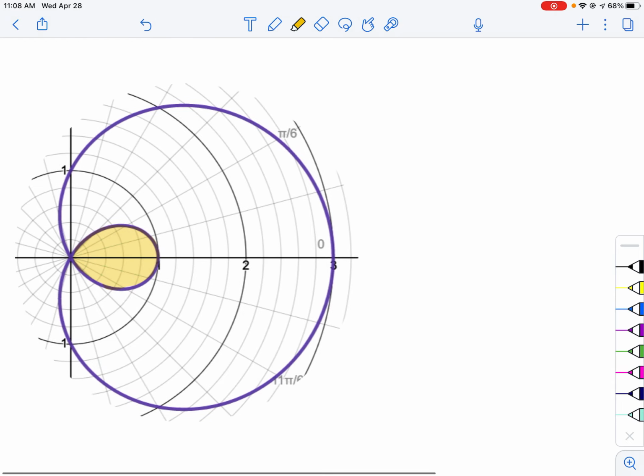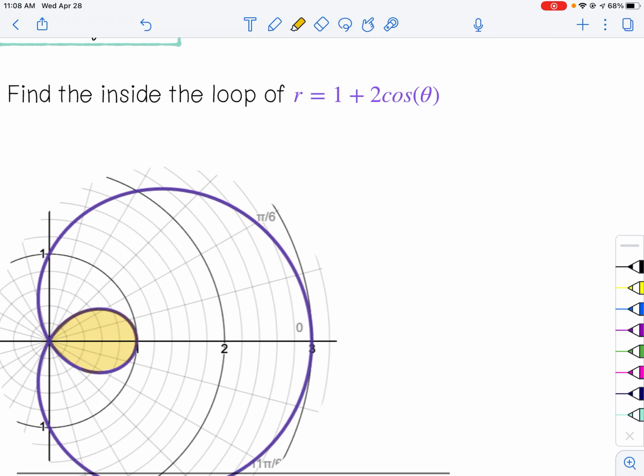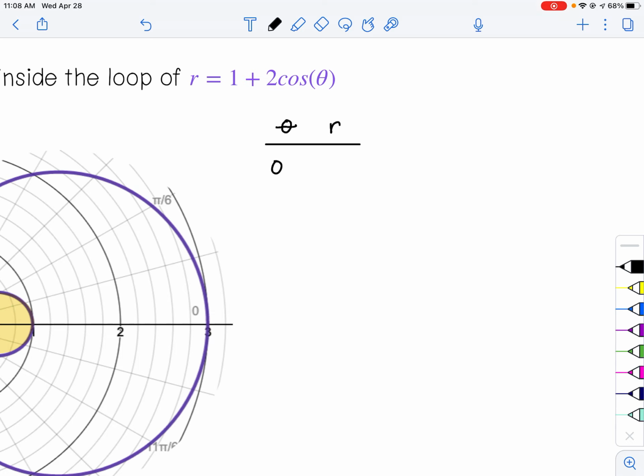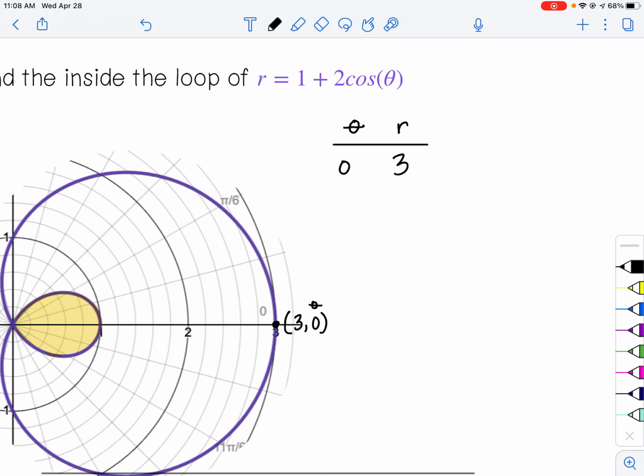So it looks like it's happening when it goes through the pole. Let's see, we'll plug in some theta values. I just want to see where it starts first. So maybe I plug in theta of 0, so that's 1 plus 2 cosine of 0. Cosine of 0 is 1, so that's going to give me 3. So out here at 0, we are at 3 comma 0. Remember, 0 is the theta value.